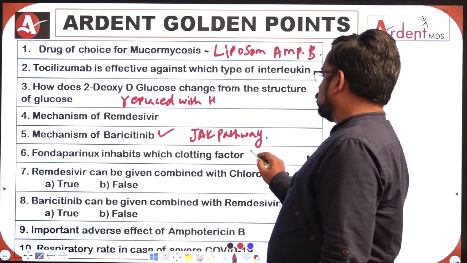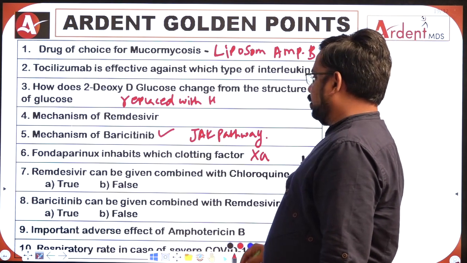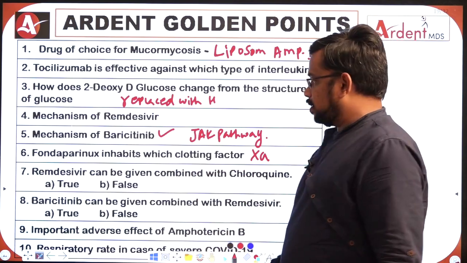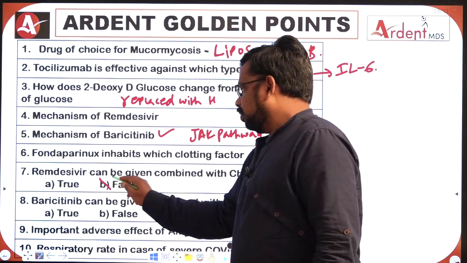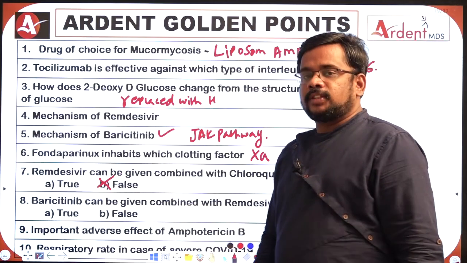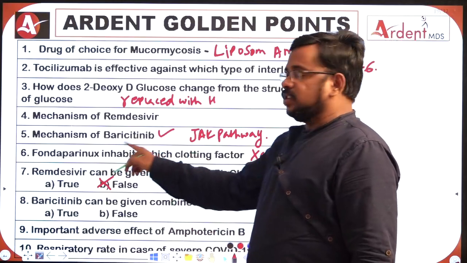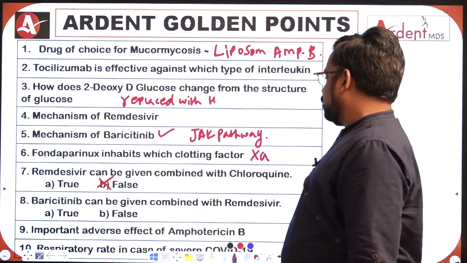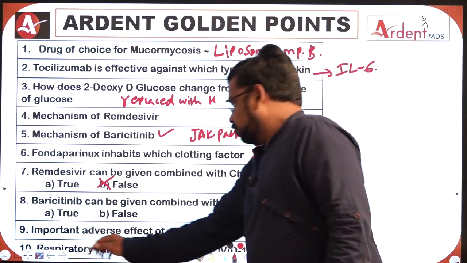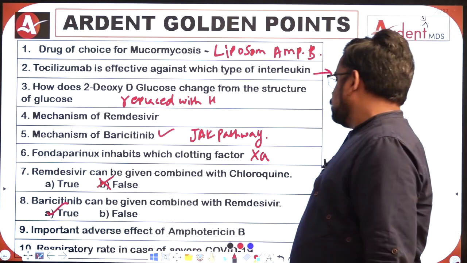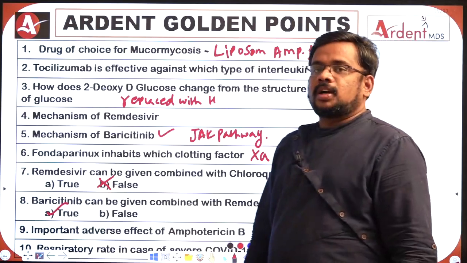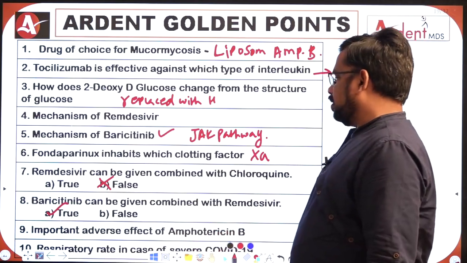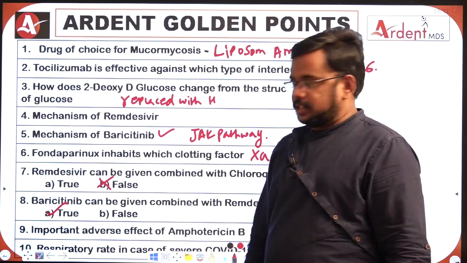Fondaparinux inhibits which clotting factor? Factor 10A. Remdesivir can be given combined with chloroquine. Is this true or false? It is a false statement, because when you give remdesivir along with chloroquine, it decreases the antiviral activity of remdesivir. Baricitinib can be given combined with remdesivir, yes, it is true. What is the important adverse effect of amphotericin B? It causes nephrotoxicity. So frequent renal function tests are indicated for the patient who takes amphotericin B.